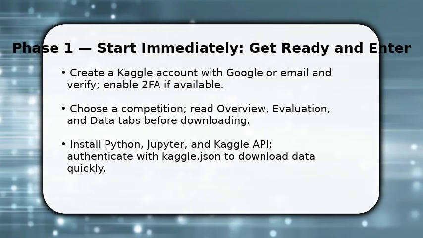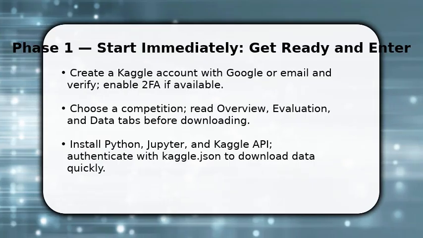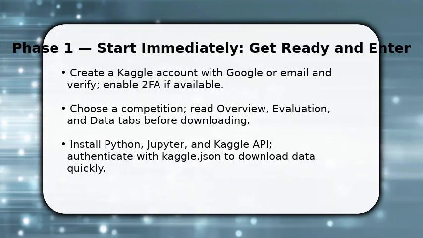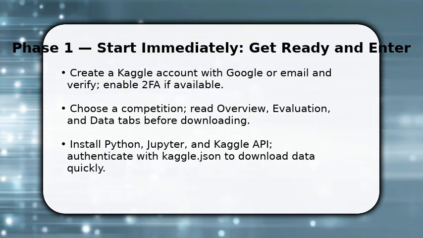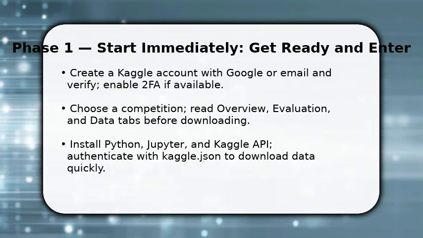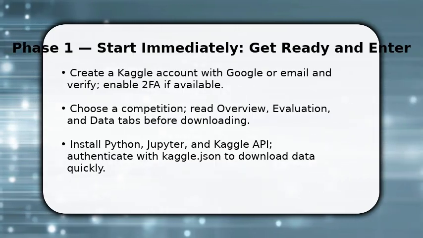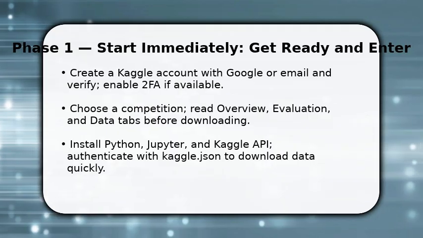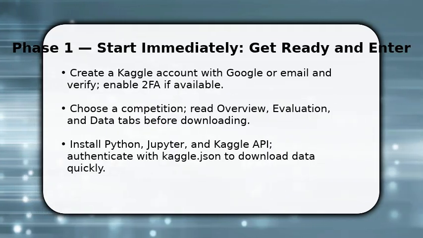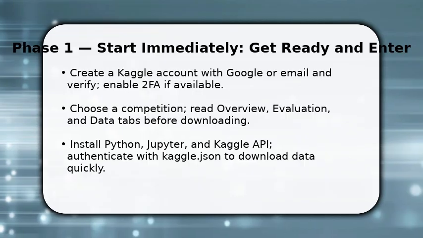You open Kaggle and sign up, then authenticate the Kaggle API so you can pull data immediately. Next, pick a competition and read the overview: why it exists and how submissions are scored. Once done, download the data set with the API and mount it into your Jupyter environment.